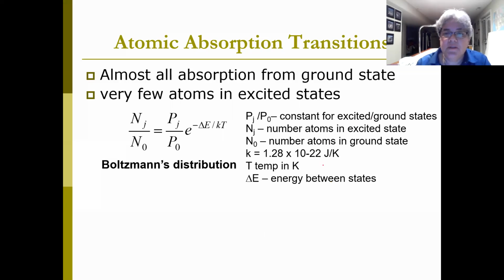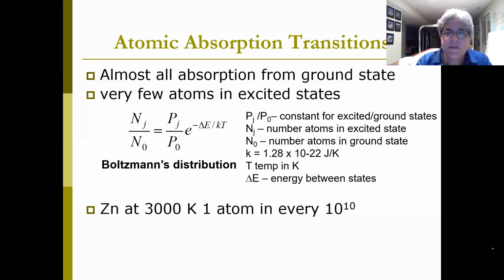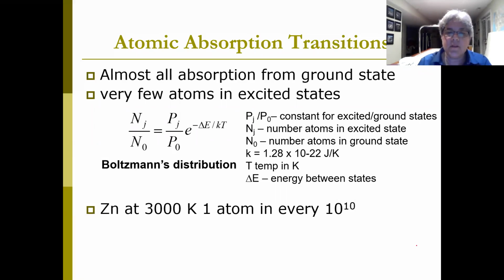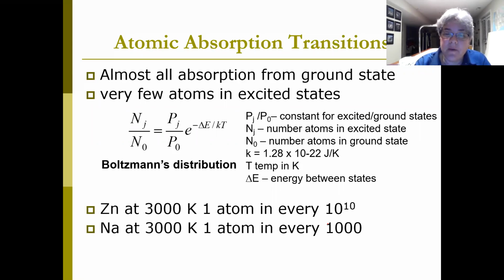So here are all the variables defined. But if we were to do this calculation for, say, a zinc atom at 3000 degrees K, which is the temperature of a flame, hot enough to atomize a sample, notice that only one atom out of every 10 to the 10th is in the excited state. For sodium, it's a little bit better, one atom out of every 1,000. But again, there are very few atoms in the excited state. Most atoms are in the ground state, so most absorption occurs from the ground state.